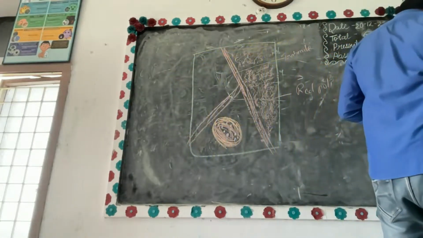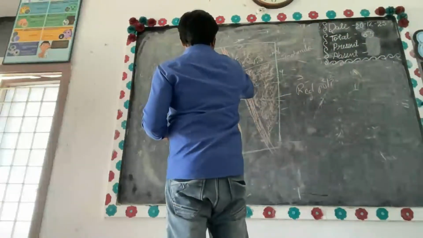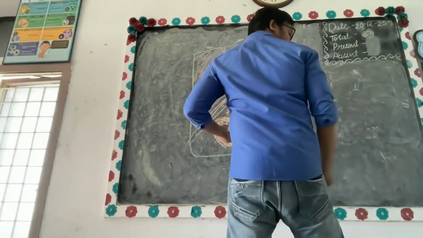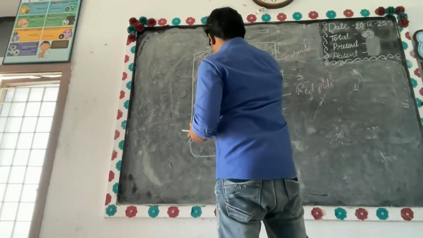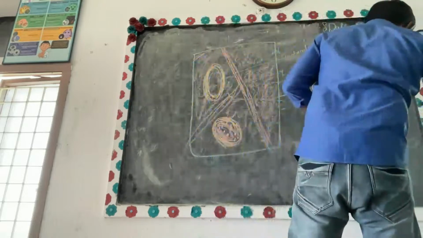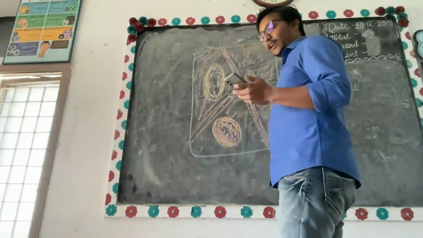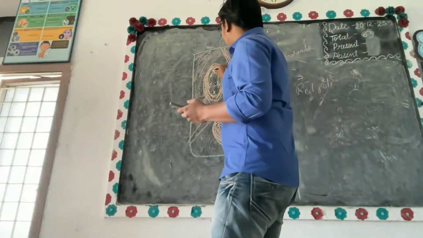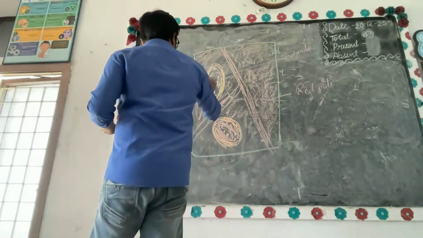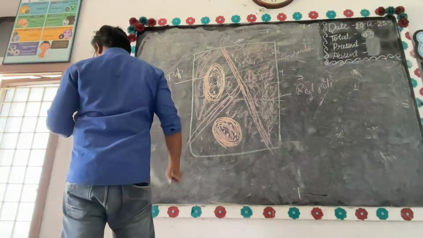So this entire cell is filled with the red pulp. Similarly, you imagine one kind of structure here. That structure is nothing but this particular one. Now, whatever the white matter you are seeing, these white cells are white pulp in this splenic nodule.